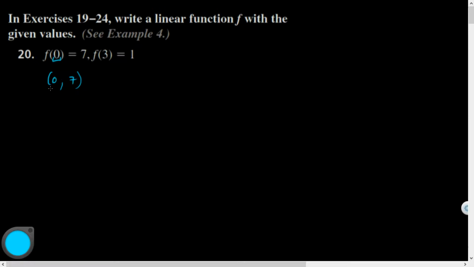So the input is 0. That means that's our x. The output is 7 at that time. Thank you, Cameron. Here, (3, 1) is what that represents. When the input is 3, the output is 1.